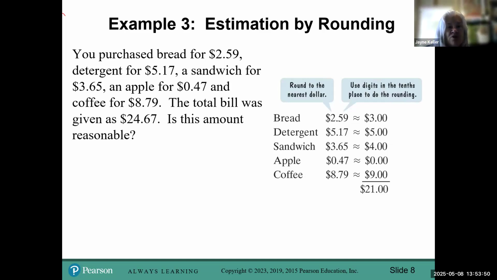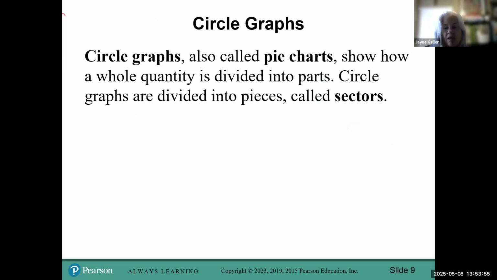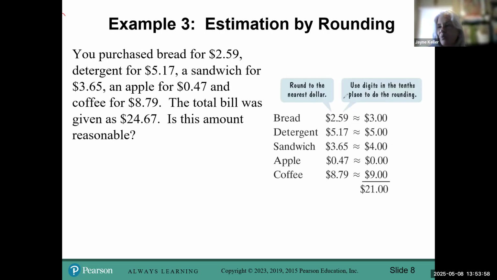So, for example, I'm at the grocery store and bread is $2.59. I wasn't going to add up all the numbers exactly because I didn't want to work that hard, but I could round them really easily. So here I'm just rounding to the nearest dollar. I'm just looking at what's here in the 10-cent column. There's a 5, so I round that up to 3. This one has a 1, so I leave this a 5 and call it $5. This one I have a 6 over here, so I'm going to say that's closer to $4. This apple is closer to 0. And then the coffee is closer to 9.